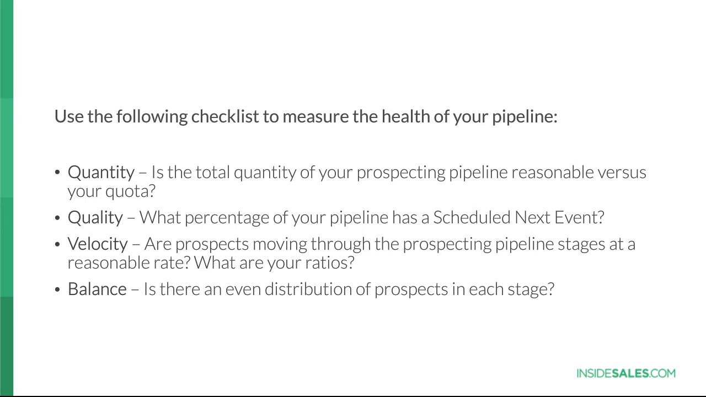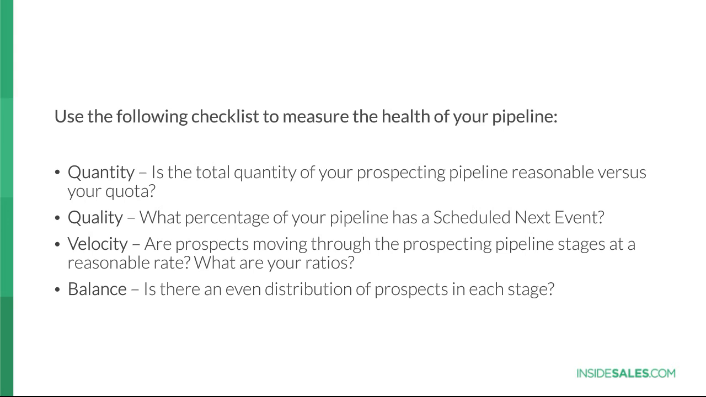Quality. What percentage of your pipeline has a scheduled next event? We'll call this a SNE, right? A lot of people have, especially in prospecting, this is a worse problem in prospecting than it is in sales. You'll have these leads that are just sitting in buckets and they're not doing anything. If it does not have a scheduled next event, or an activity has not been done to a lead or contact in the last 30 days, it is dead and needs to be moved out so that I can actually manage and review and amplify my pipeline.